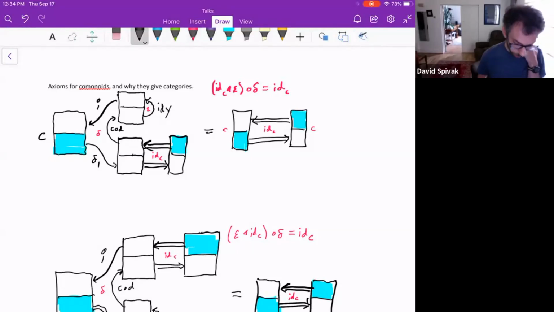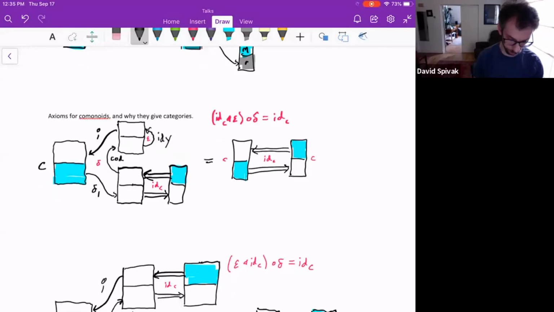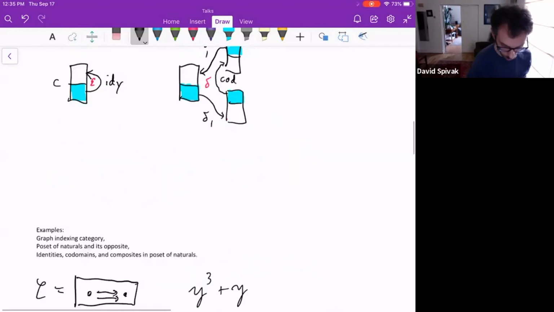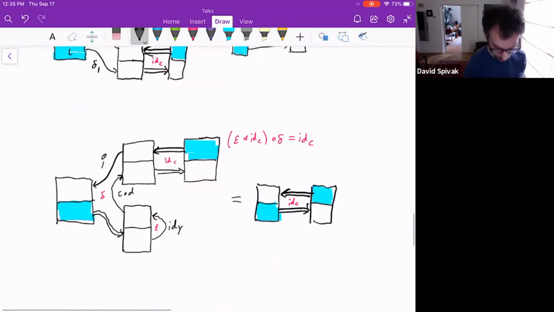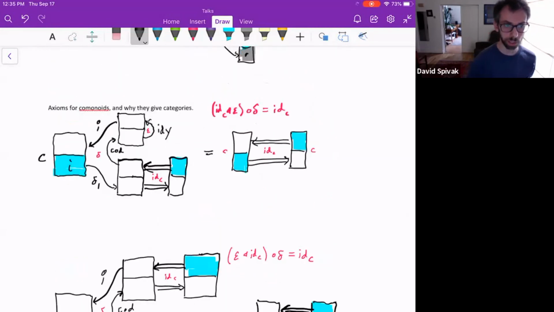Okay. So the first axiom for comonoids is written in red there. It says that if we do delta and then we do identity composed epsilon, it's the same as doing identity on C. So on the left here, I've drawn delta and then identity on C and epsilon. And on the right, I've drawn identity on C. And we're supposed to show these two are the same thing. And to do that, we fill in an object of C. My iPad just does that sometimes, sorry. We fill in an object of C.